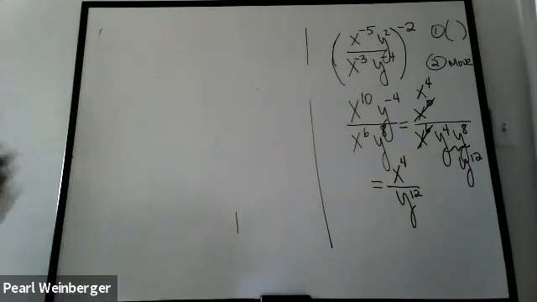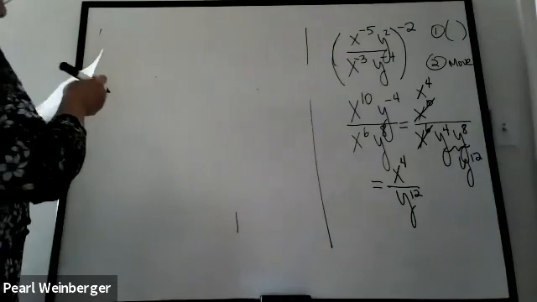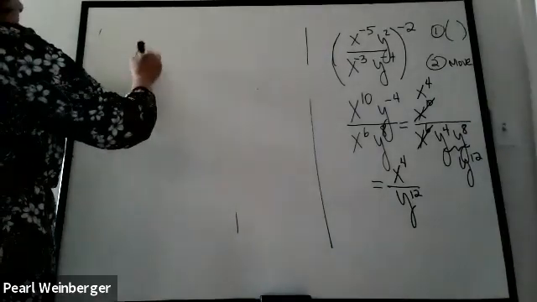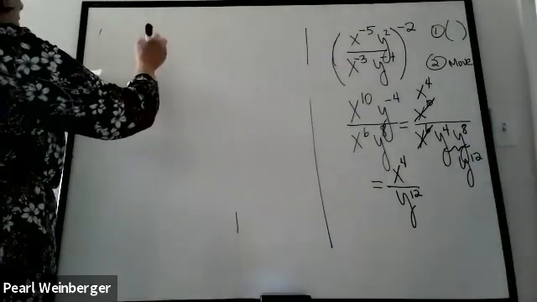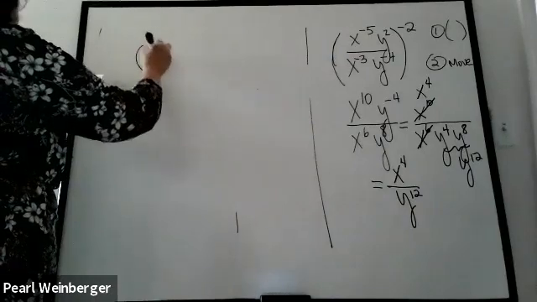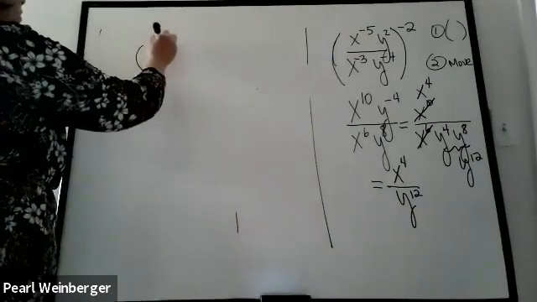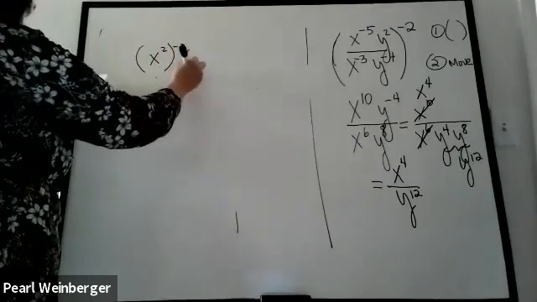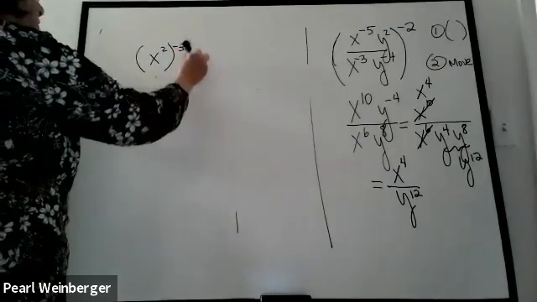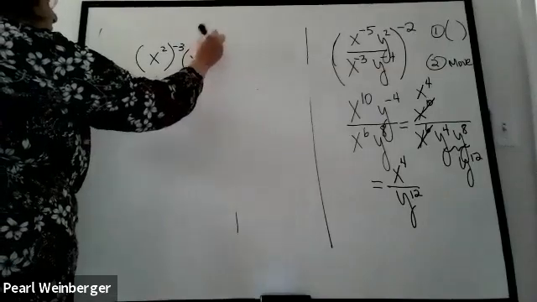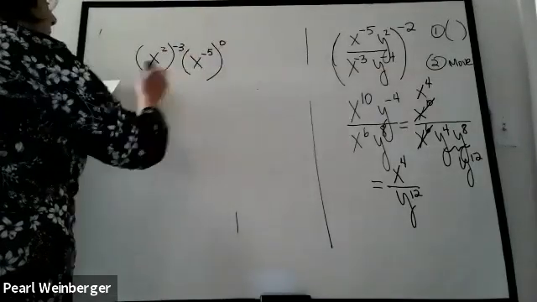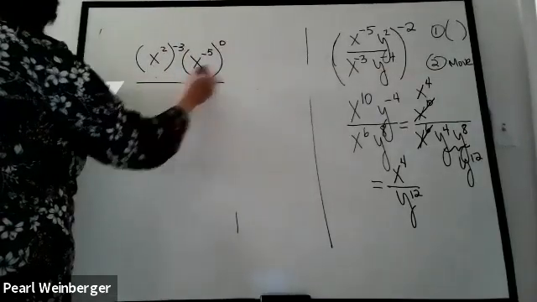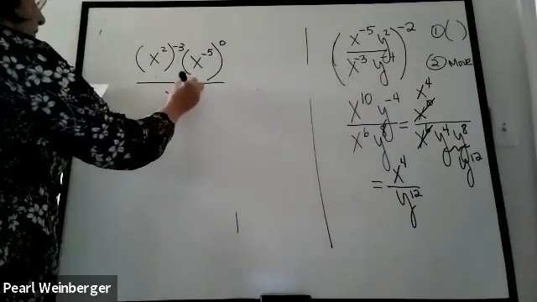Okay, here's an example. We have x squared to the negative 3 times x to the negative 5th to the 0, over x to the negative 8.